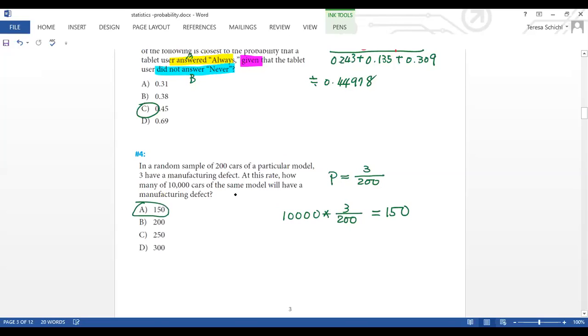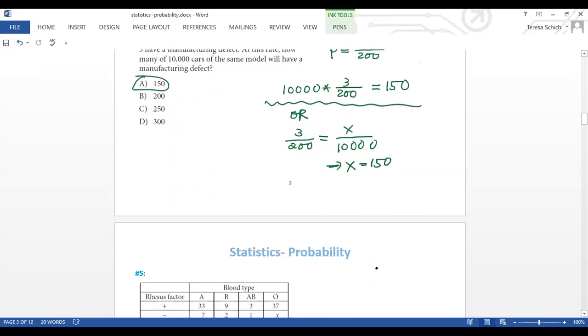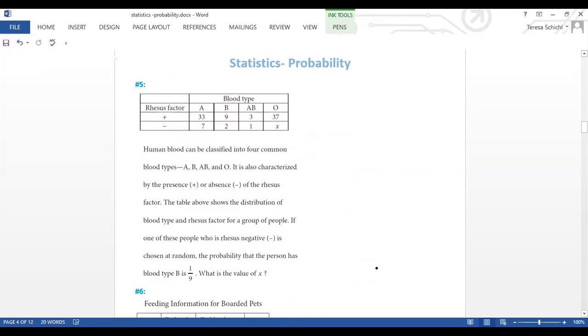And you don't have to use this probability concept. When you're in algebra, you can use the ratio concept. So you say 3 defects over 200 is equal to X defects over 10,000. So you will get X equal to 150 also. It's just the same thing here. Okay, so now let's take a look at this one here.